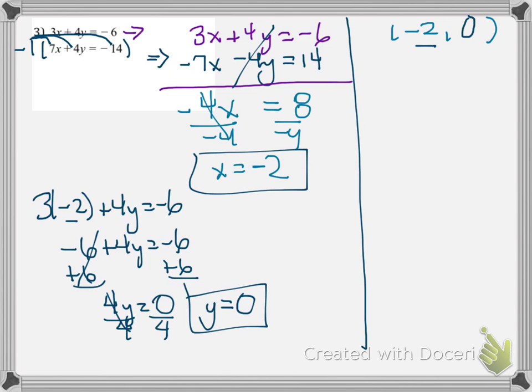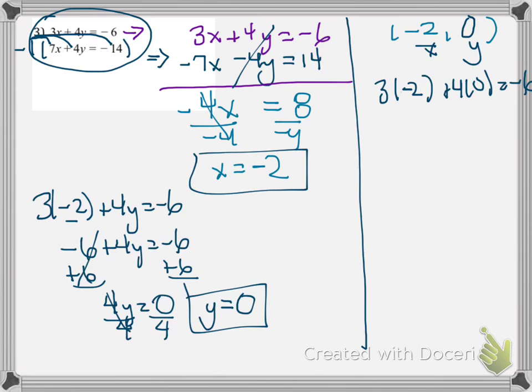Now let's go ahead and check. This is x, this is y. Plug it into one of the original equations in here. So this is 3 times negative 2 plus 4 times 0. Does that equal negative 6? So 3 times negative 2 is negative 6, plus 4 times 0 is 0. Does that equal negative 6? Why, yes, it does. So this is true.